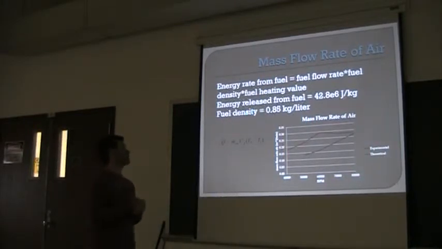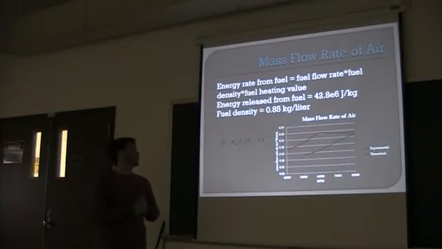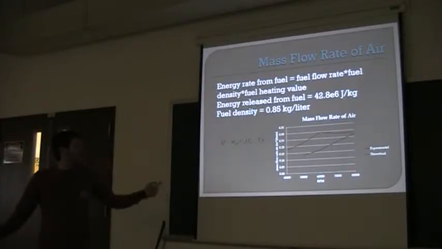So basically what we were given, we knew the density and the energy released, as well as the energy from our fuel. Therefore, we could find our Q. Then manipulating this equation, we could solve for mass flow rate of the air. As you can see, our experimental model was higher.